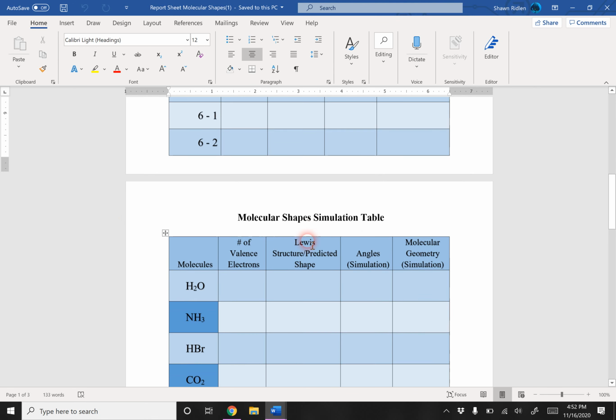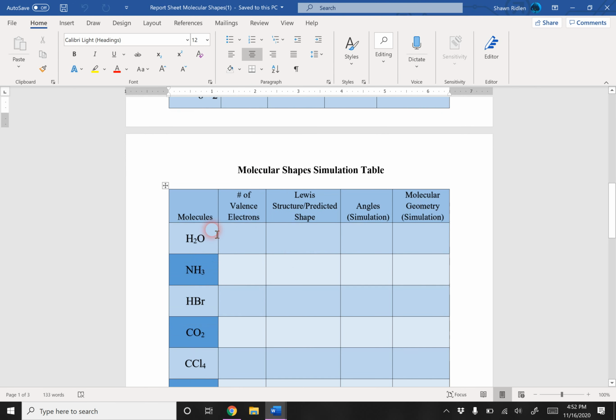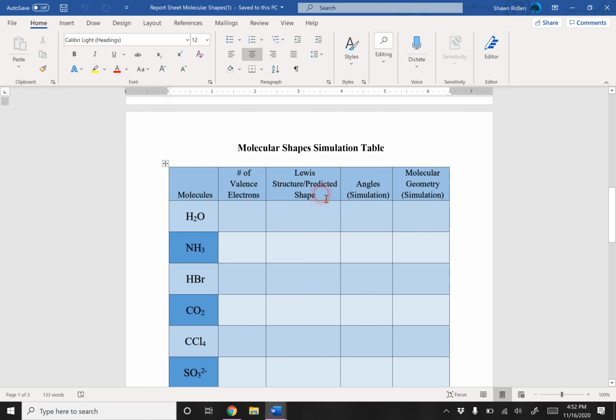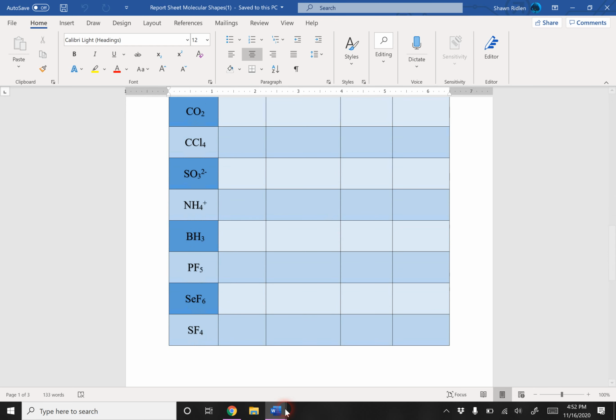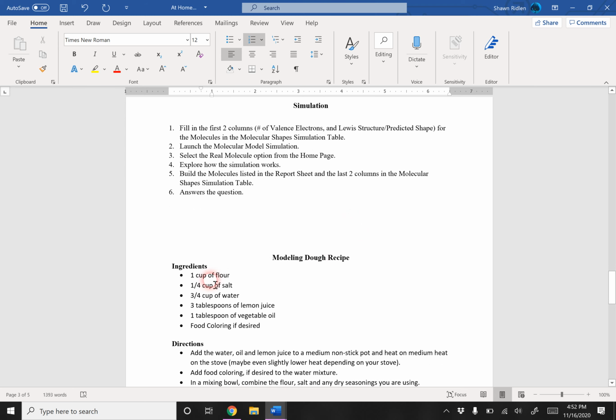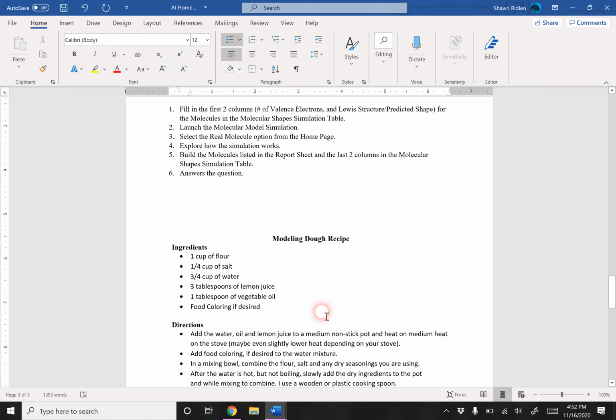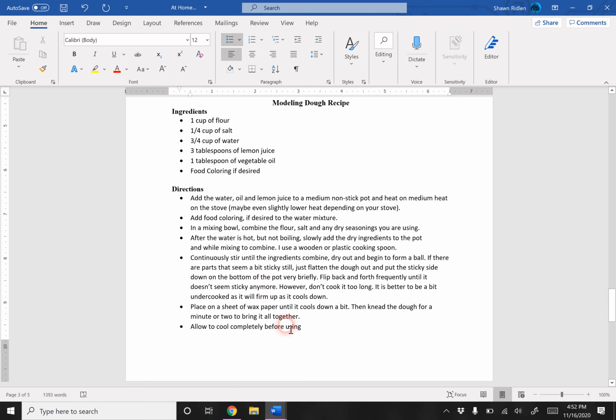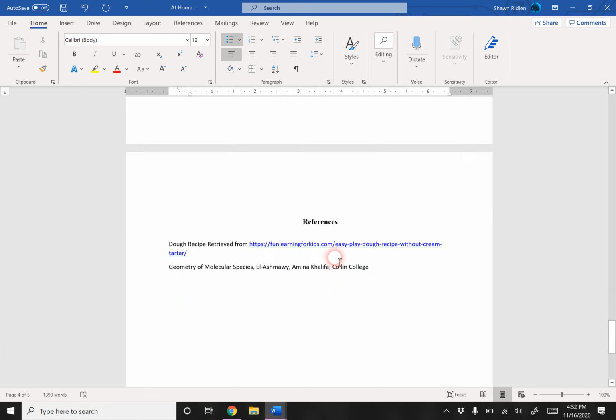And then for the second section, they want you to go to that simulator, build these molecules, and do a lot of the same things. So the number of valence electrons, which you'll just count up. The Lewis structure, so they're going to ask you to draw the Lewis structure. Give the angles from the simulator and the molecular geometry from the simulator. Okay, and going back to your experiment sheet here, you'll see the recipe for the modeling dough, and you will also see the instructions on how to make it.